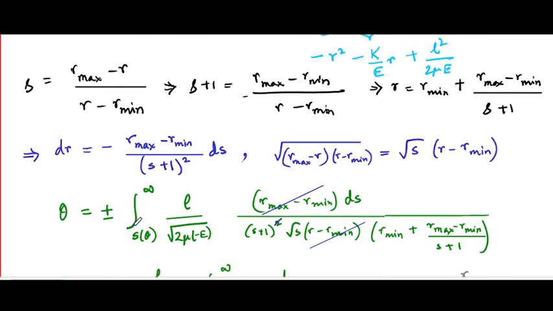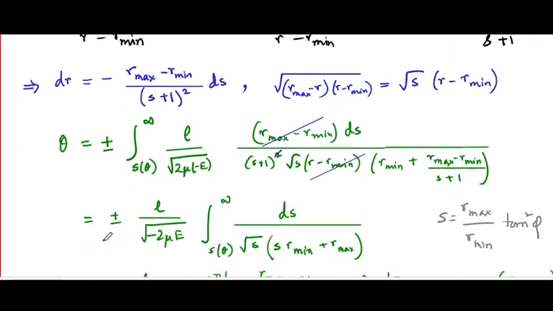So you had infinity to s of theta. The minus sign took care of changing the order of the limits. Of course, the plus minus sign, which is there from the original ambiguity in figuring out dr dt from the energy conservation, is still there. But after you do all the cancellations, this integral becomes a pretty straightforward integral.